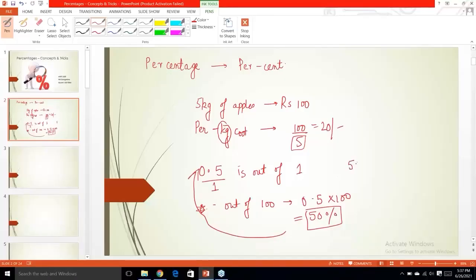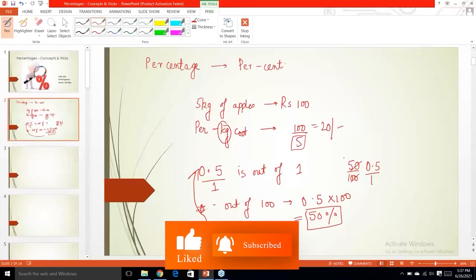Now, to convert it in the opposite direction, I could say that 50% means 50 by 100, 50 out of 100. So what is it out of 1? It is 0.5 out of 1. So that's the kind of interconversion that usually happens between a decimal number or a fraction, or any number and the corresponding percentage. So that's the basic idea of a percentage. Do you guys understand the basic idea of percent?